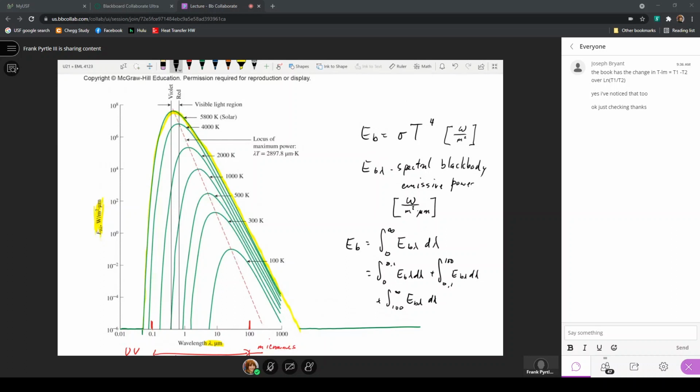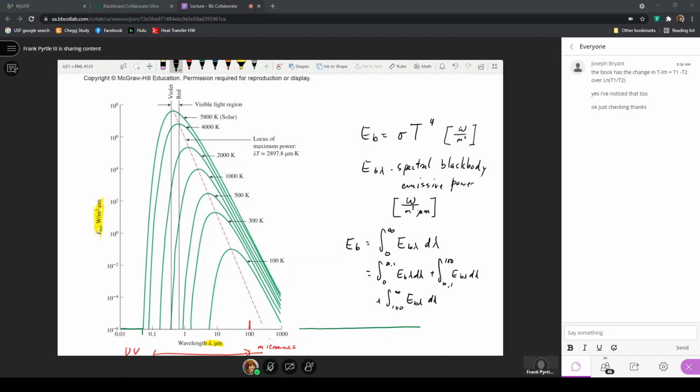Now, the other thing to note about this family of curves is what's happening with the area under the curve. The higher the temperature, from 100 to 300, the greater the area under the curve, meaning that the higher the temperature, the higher the value of the black body emissive power, which is just a flux, watts per square meter. So as we increase from 100 Kelvin to 300 to 500, we get more and more area under the curve.